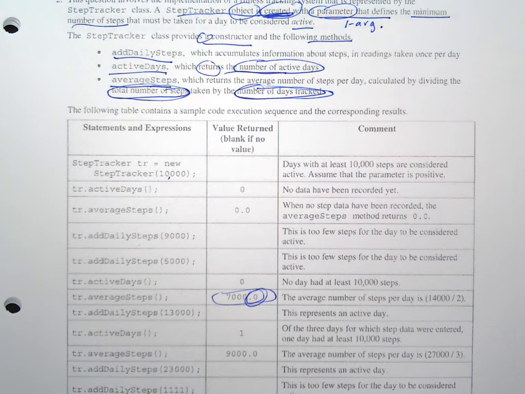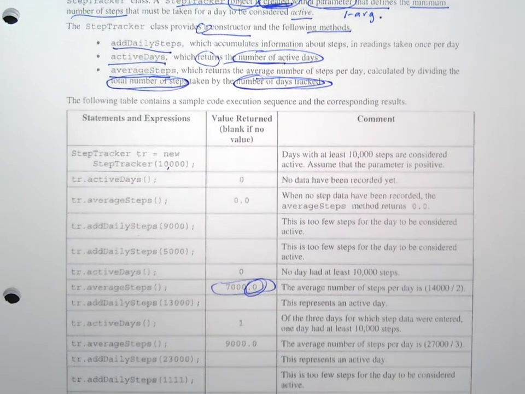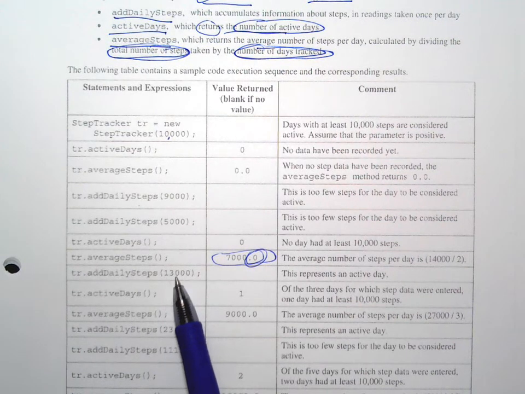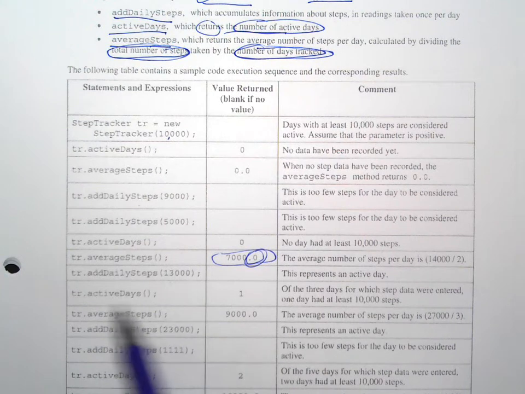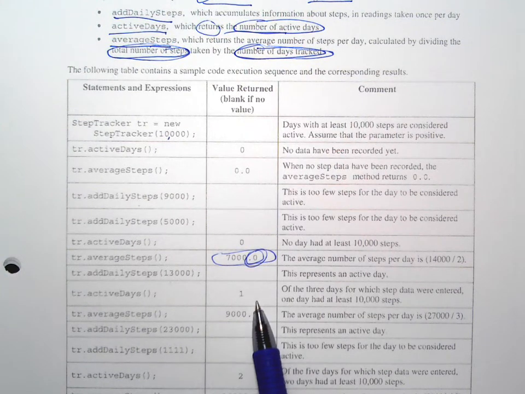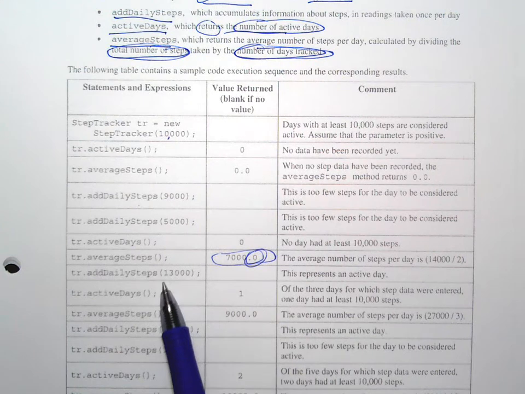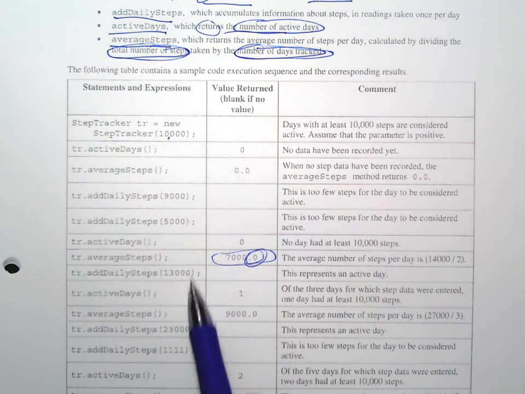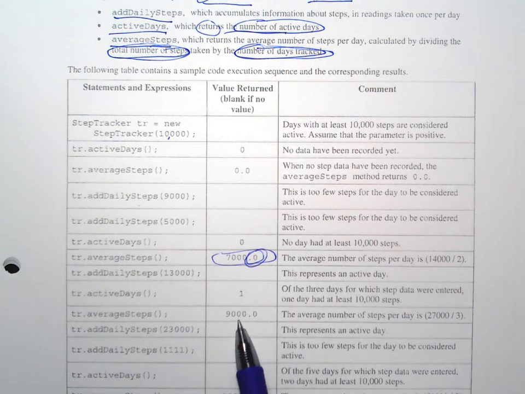So we got to remember when we calculate the average that we're calculating a double and we're returning a double, but we're also not losing any information by accidentally doing math with ints, which most everything else is going to be ints, right? Add daily steps 13,000. Well, that's an active day. Now, if you do activeDays, there's been one active day. averageSteps is going to be the total number of steps. We're up to 27,000 divided by 3.